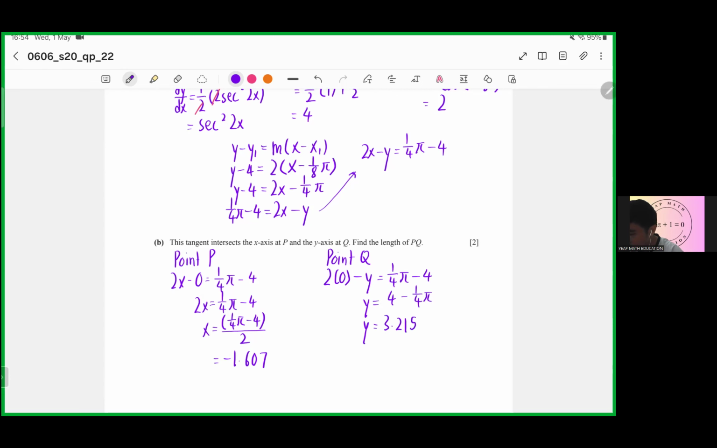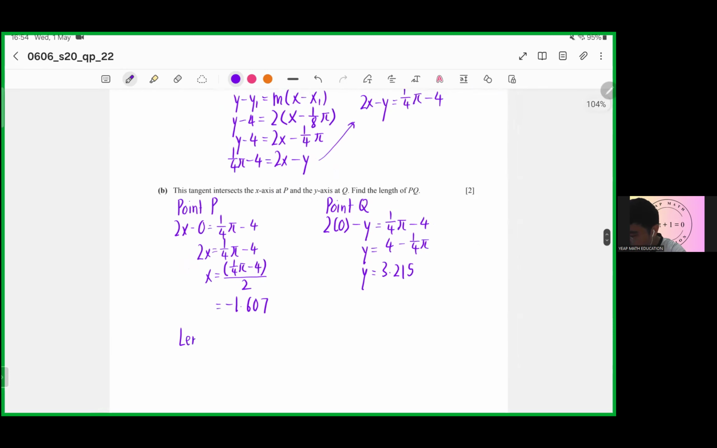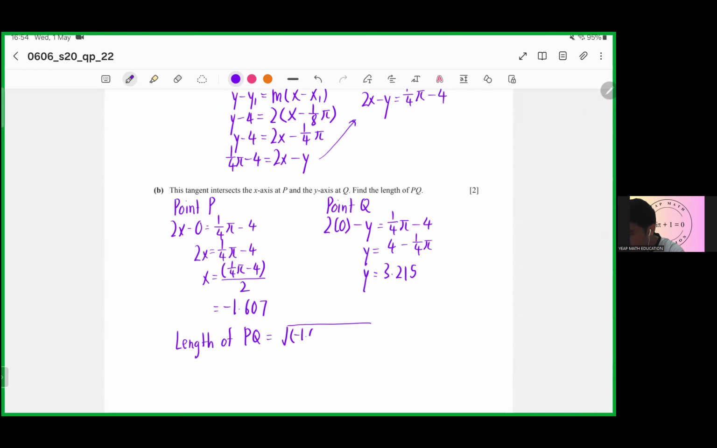3.215. Okay, and then we find the length of PQ equals negative 1.60 plus 0 squared plus 0 plus 3.21 squared. Okay, we get the answer is 3.6 units.